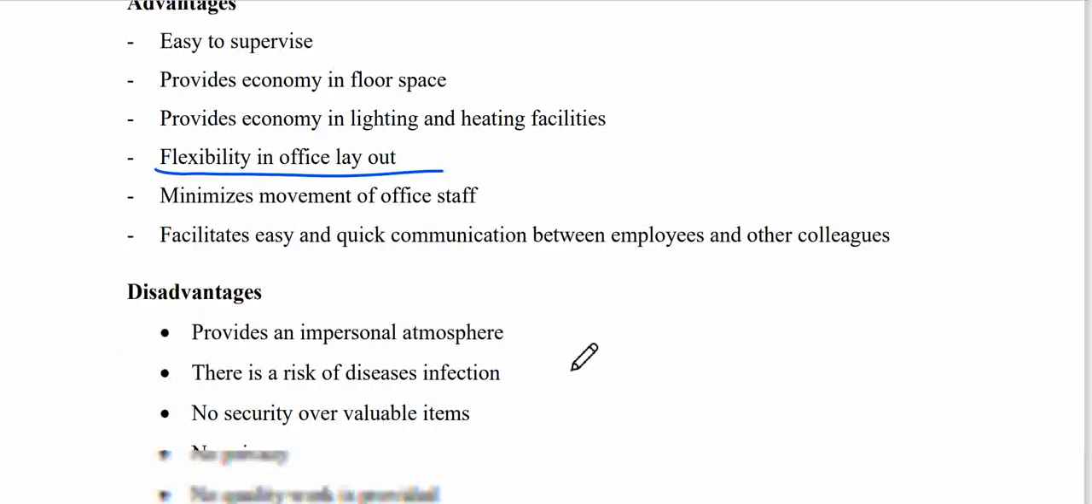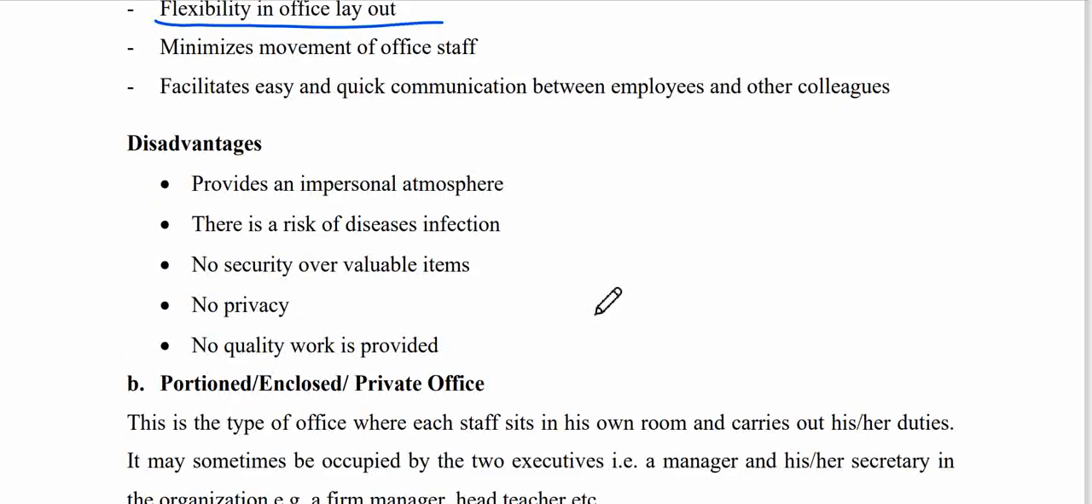All right, so let's talk about the disadvantages. Number one, it provides an impersonal atmosphere. Many people are seated, many people use different kinds of things, and that means the smells of the office will not be the same. So definitely, if somebody is allergic to certain things or reacts to the stimuli of anything, it would cause an impersonal atmosphere. And then we have the risk of disease infections.